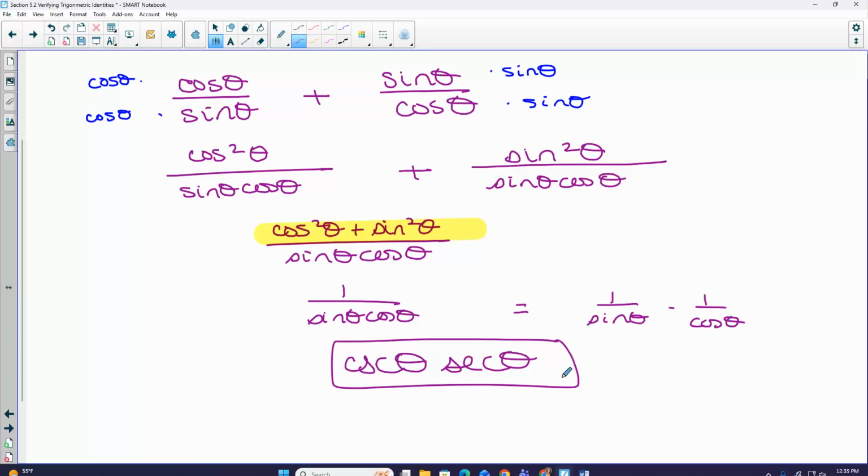I really did this problem just so we could practice getting a common denominator with trig functions, so we can add those fractions together. Any questions on that? Let's look at another one.